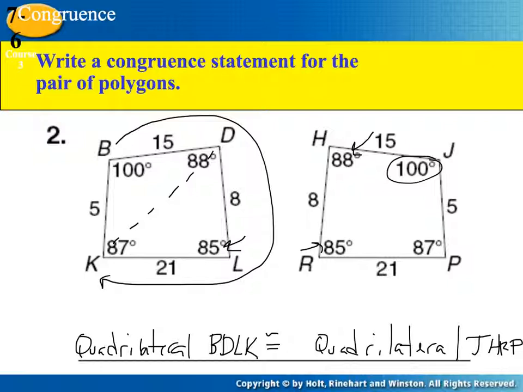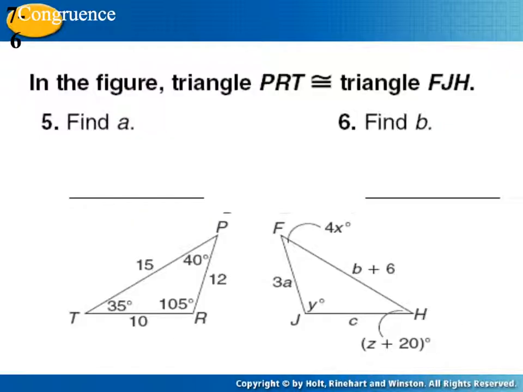All right? All right. Next. It says, in the figure, triangle PRT is congruent to triangle FJH. What that tells me is a lot of information.